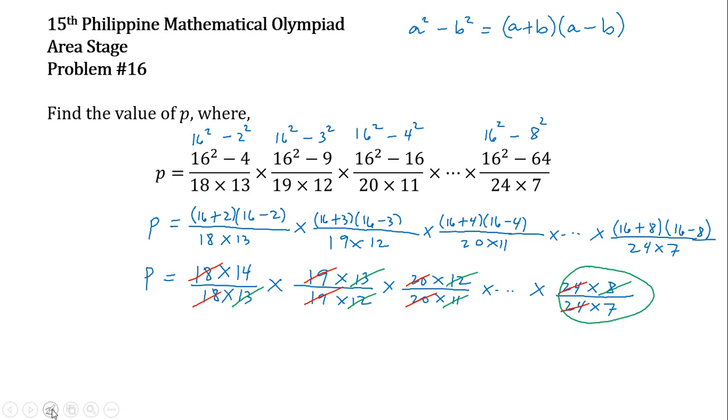So what remain are 14 and 7. So P equals 14 over 7. Simplifying this is just 2. So P is equal to 2.